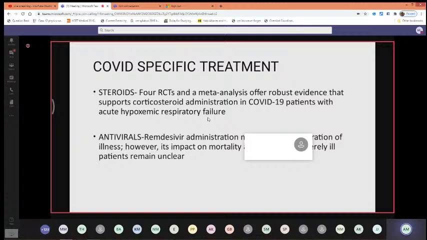So coming to antivirals, remdesivir administration may shorten the duration of illness. However, its impact on mortality and efficacy in severely ill patients remain unclear. This was before the Solidarity trial, but the Solidarity trial has proven that remdesivir has got no effect on mortality.